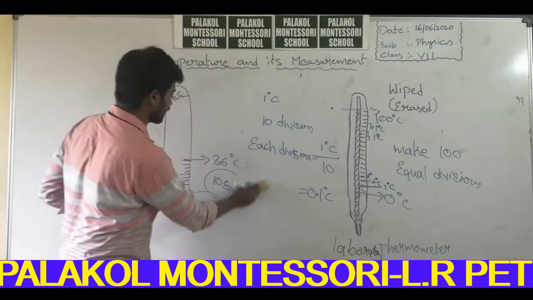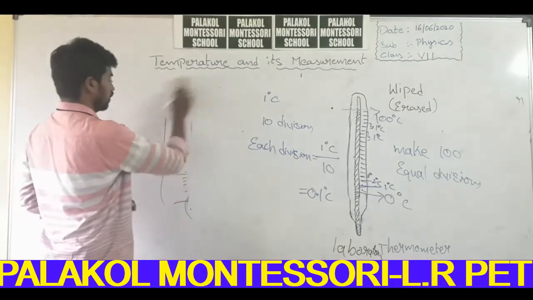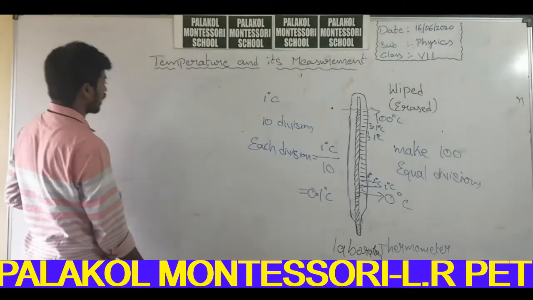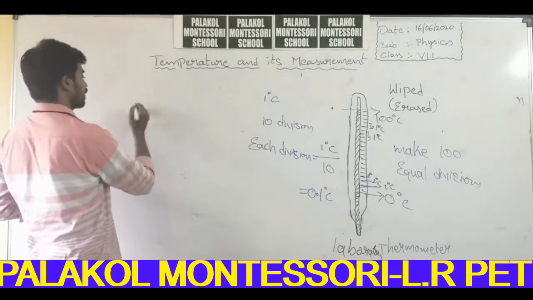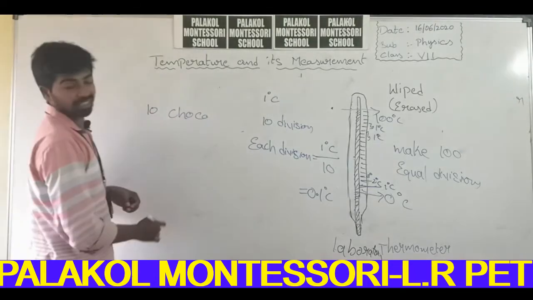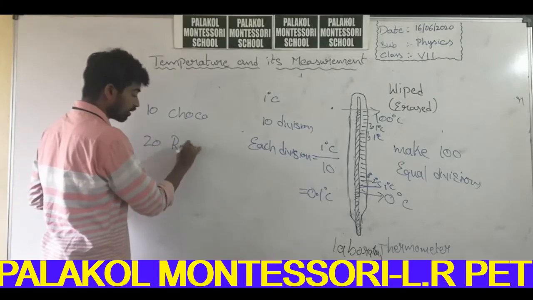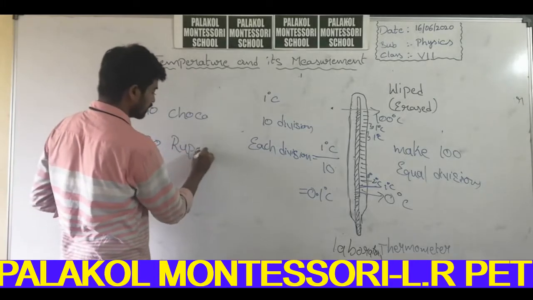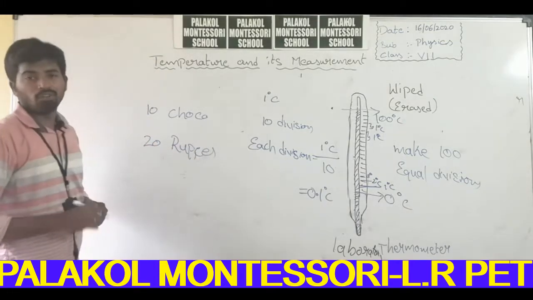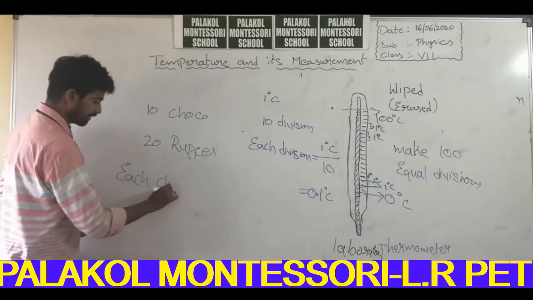So, let us take a similar example. You have bought 10 chocolates, and the cost of 10 chocolates is 20 rupees. So, what was the cost of each chocolate?